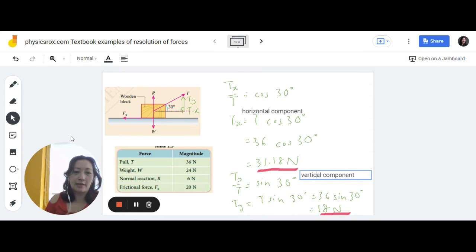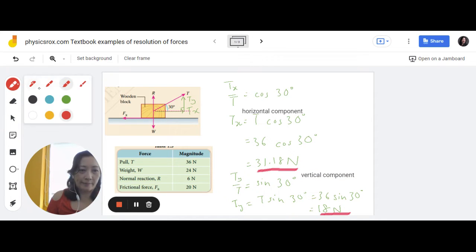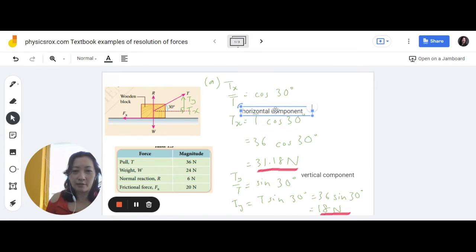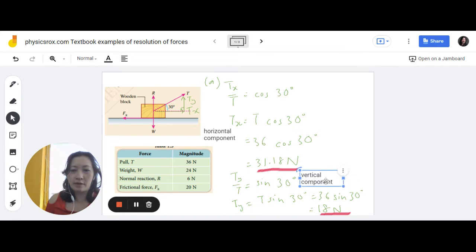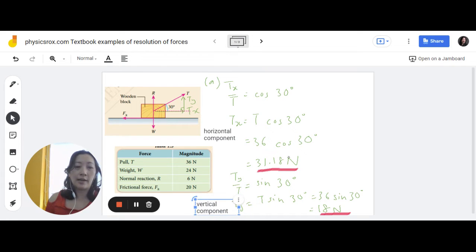Okay, so this is the answer for A. I'm going to write that down. That's the answer for A. I'm just going to reposition this because it looks so terrible. Tx is actually the horizontal component, and Ty is actually the vertical component. So that's how we solve horizontal and vertical components. You're basically finding the x and y components of that force.